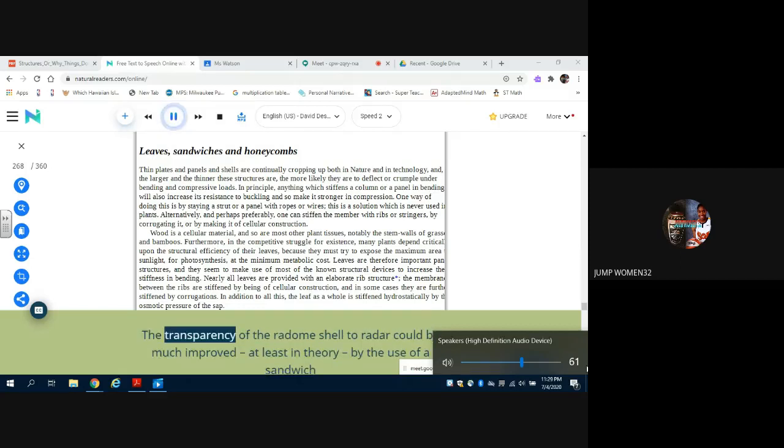The transparency of the radome shell to radar could be much improved, at least in theory, by the use of a sandwich construction whose thickness was carefully related to the wavelength of the radiation which was being transmitted, in exactly the same way as the thickness of the coating or blooming on a modern camera lens is related to the wavelength of visible light. Damp balsa, like any other damp wood, is nearly opaque to radar, and under wartime conditions.